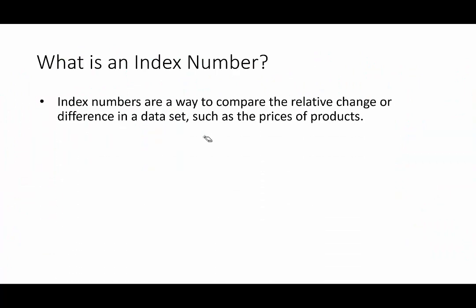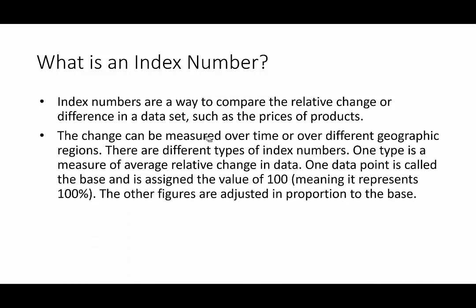An index number is a way that we compare the relative change or difference in a data set, such as the prices of products. The change can be measured over time or over different geographic regions. So over time, what we're talking about is that old relative you have who sits in the corner and says, back in my day, it only cost a nickel for a soda. And you're like, okay, cool, it's $1.25 now. But the question is, would a nickel back then be the same as $1.25 now?